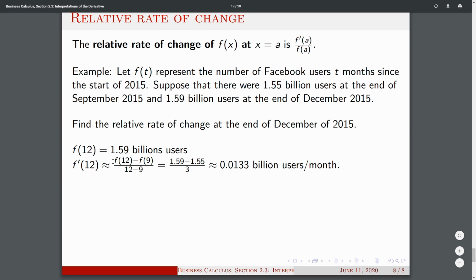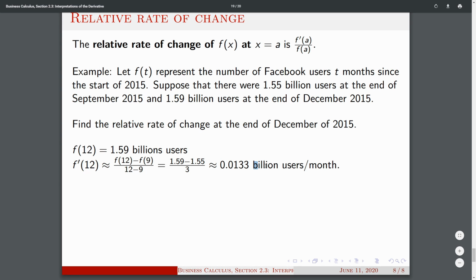All right, so we'll use the average rate of change between the two data points that we have, which is the end of September 2015, which is 9 months after the beginning, and then we're given 1.59 billion users at the end of December, so that's 12 months after the beginning of 2015. All right, so I use the average rate of change formula, and I just plug in my numbers. And what I got was 0.0133 billion users per month.